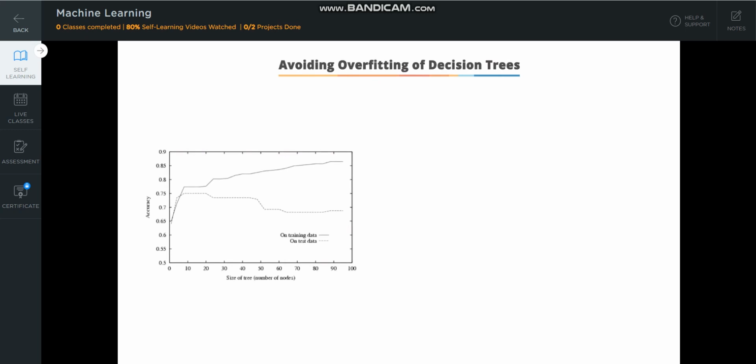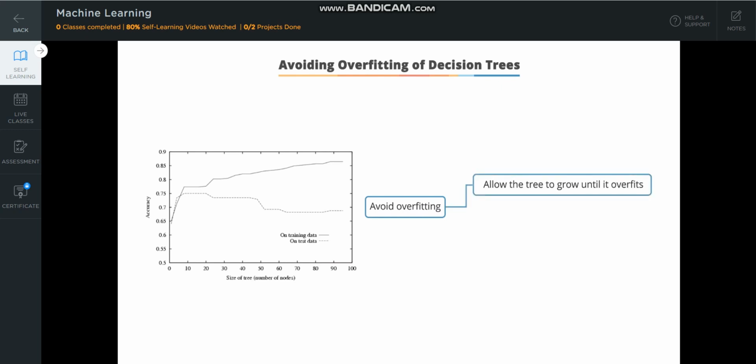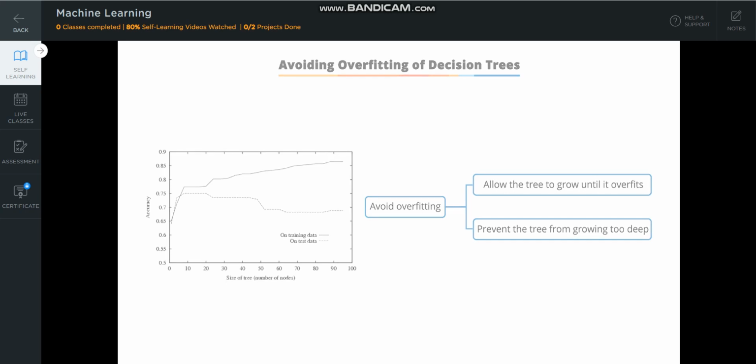How can you avoid overfitting? There are, in general, two approaches to avoid overfitting in decision trees. Either allow the tree to grow until it overfits and then prune it, or prevent the tree from growing too deep by stopping it before it perfectly classifies the training data.